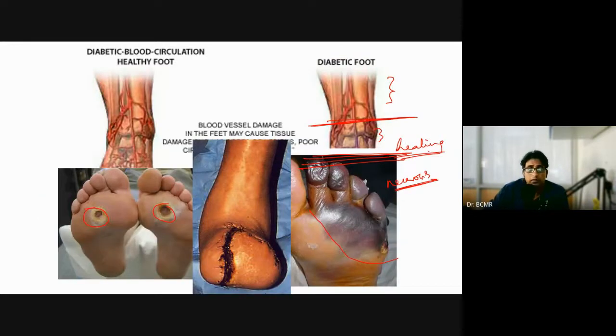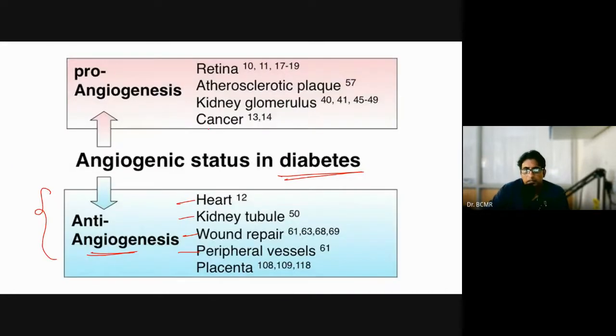I hope you have seen there is a market for diabetic footwear, right? They come with full covering and very soft soles and other things, so that they can avoid getting damage. Okay, so in some tissues there is anti-angiogenic, and in some tissues they are pro-angiogenic, like in the retina, kidney glomerulus, and cancer. In those cases, the angiogenesis is much more than otherwise normal.